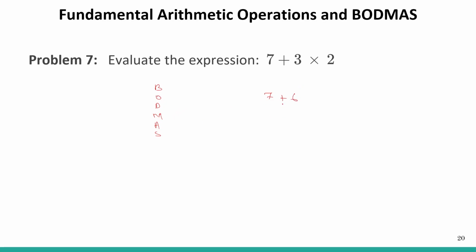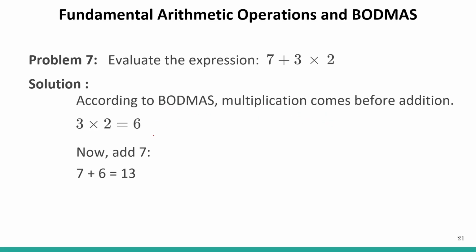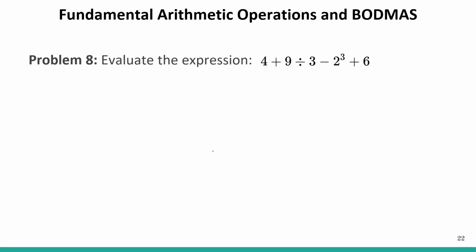Now we look for addition. There is 1. So we write it, 7 plus 6, and the answer is 13. So 13 will be the final answer. What we did was first do the multiplication, then the addition. Multiplication comes before addition. So let's do problem number 8.